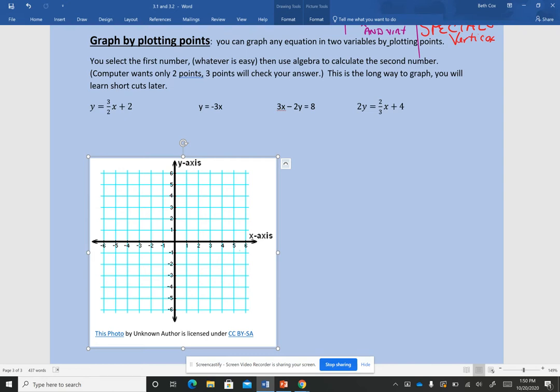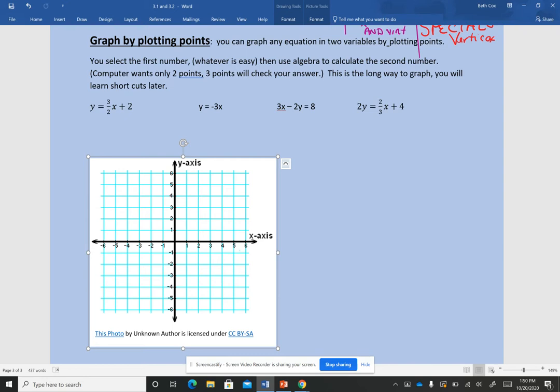from the Math 98 to the calculus. You can plot points. You put a number in and get a number. Put a number in and get a number. Okay, you can do that. All right, and so you select the first number and you select whatever number is easy, whatever you like, your favorite number, and then you use algebra to calculate the second number.